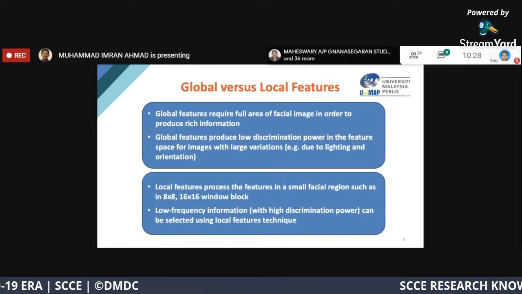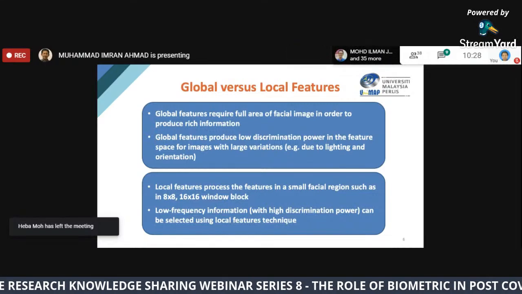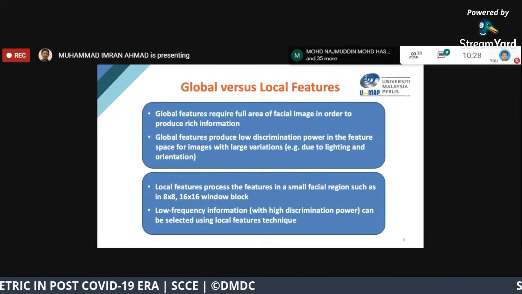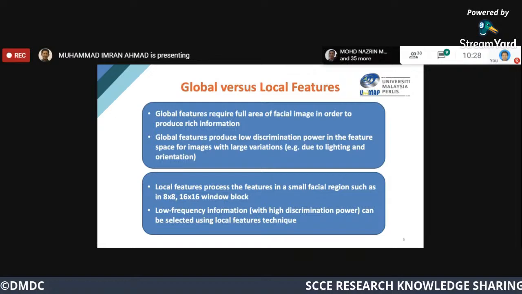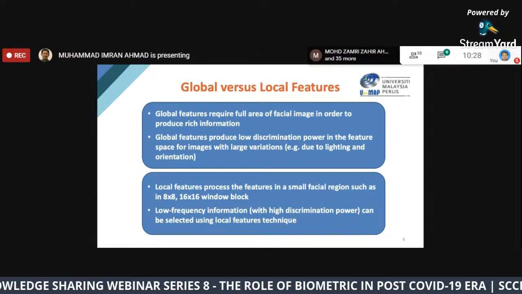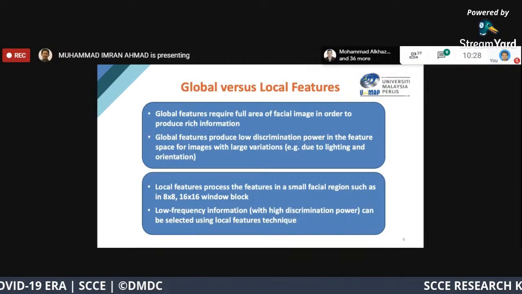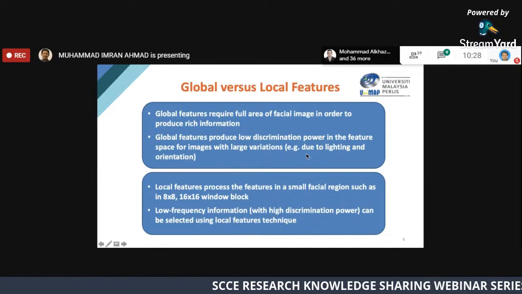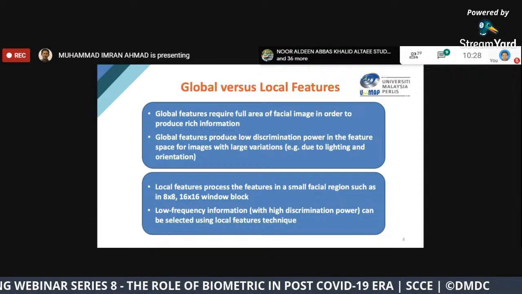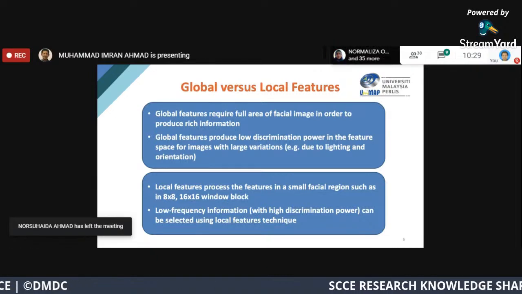Now we want to see the advantages and disadvantages of global and local features. Global features require the full area of the facial image in order to produce rich information. That means it depends on the full area of the face image. If you cannot get the full area of the facial image, the performance of global features will drop. Also, the power of discrimination of global features is lower when we have large variations in the image, for example lighting effects and orientation. When you want to recognize your face, sometimes you need to give the perfect orientation like this. If your face angle is 10 degrees to the right or 10 degrees to the left, the system will fail, or the performance of the system will drop.